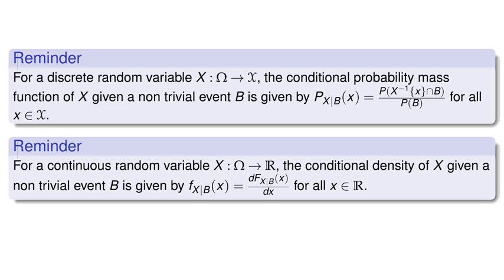And for a continuous random variable x mapping omega to the reals, the conditional density of x given a non-trivial event b is given by f sub x given b of x, which is the derivative of the conditional distribution function f sub x given b of x with respect to x for all real x.